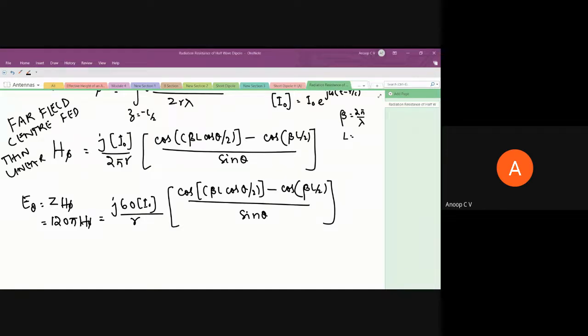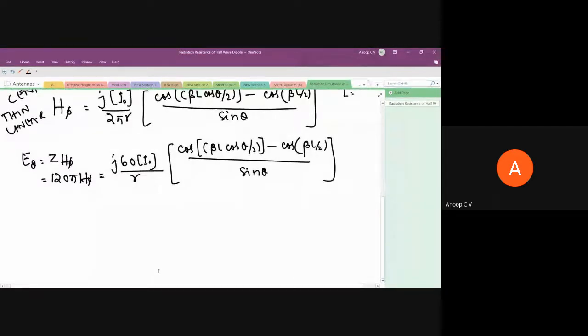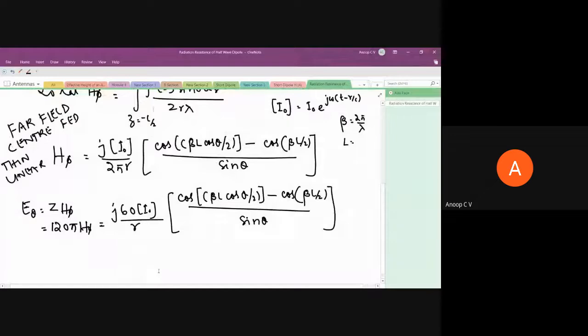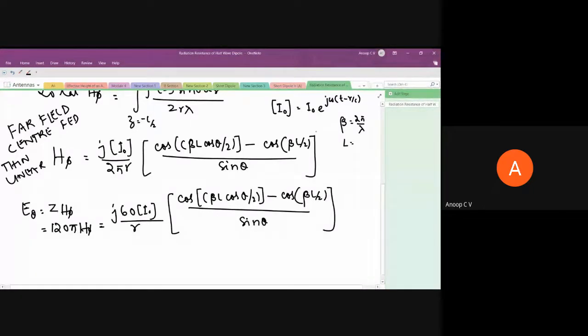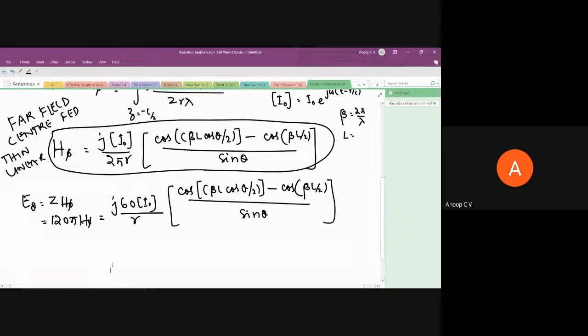Shall we go ahead and derive the radiation resistance of half wave dipole? What I have discussed so far is actually a prerequisite. Now we should derive the expression for radiation resistance of half wave dipole. For that, you should remember this. I'm going to ask what is H phi, and at that time you should be able to tell me what is H phi. This one at least you should remember.